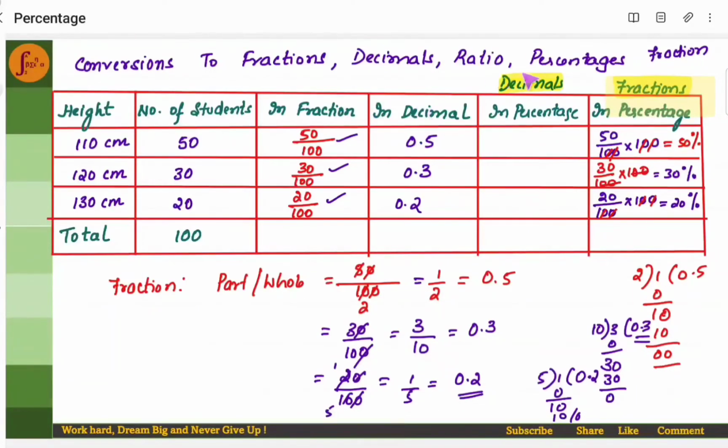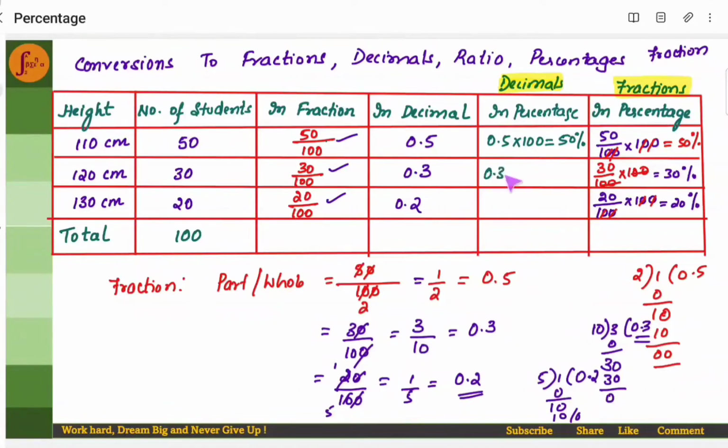Let's convert decimal into percentage. How will you do that? Simply multiply with 100, right? We'll take decimal and multiply with 100. We took the fraction and multiplied with 100. Similarly, we'll take decimal and multiply with 100. So I'll get 0.5 into 100, which is 50, and then put the percent symbol.